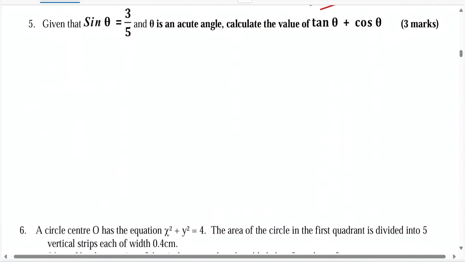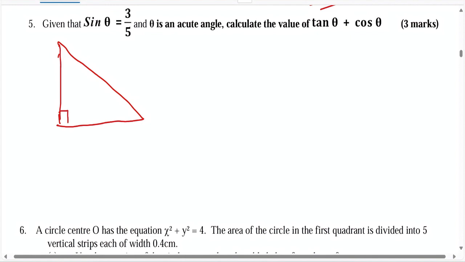You are told that sin theta is equal to 3/5 and theta is an acute angle. Calculate the value of tan theta. So basically this question is about trigonometry, especially trigonometry of form 2. Some of you may think of the sine rule or cosine rule, but there is no cosine rule or sine rule here. It is you who should think about how you will use it. So you draw this triangle basically.